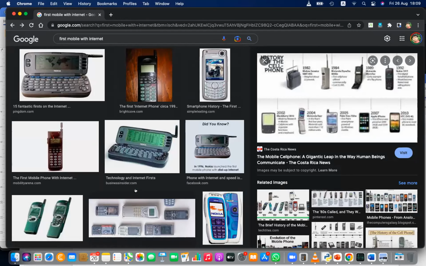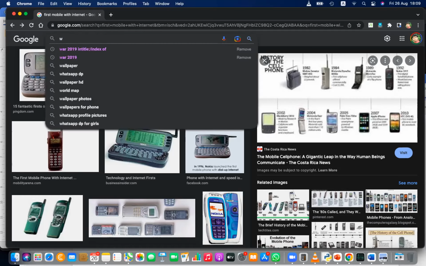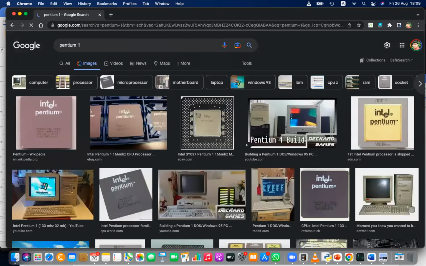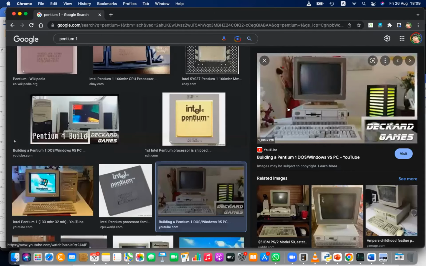Later, with technology evolution, to access the internet on a computer, we were using computers like Pentium 1 or Pentium 2 computers. The computer looks like this. You can see no mouse, only the keyboard initially.